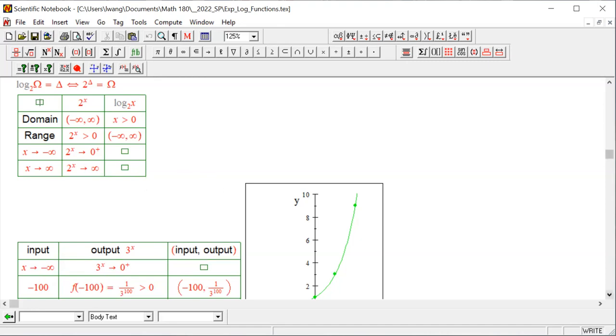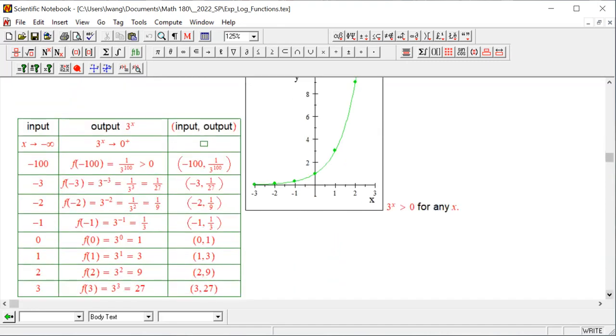For 3 to the power x, it's about the same story. The only thing that's different is that the bases are different, so the details are slightly different. For example, in 3 to the power x, we can also easily find the correspondence. Input is -1, the output is 1/3. Input is 0, output is 1, and so on and so forth.